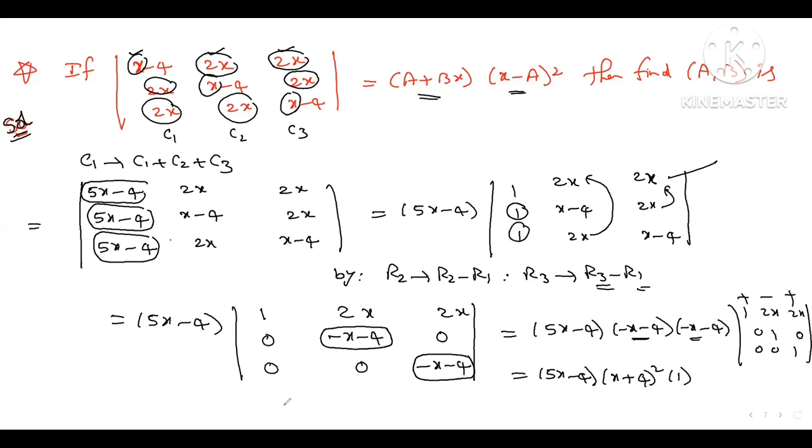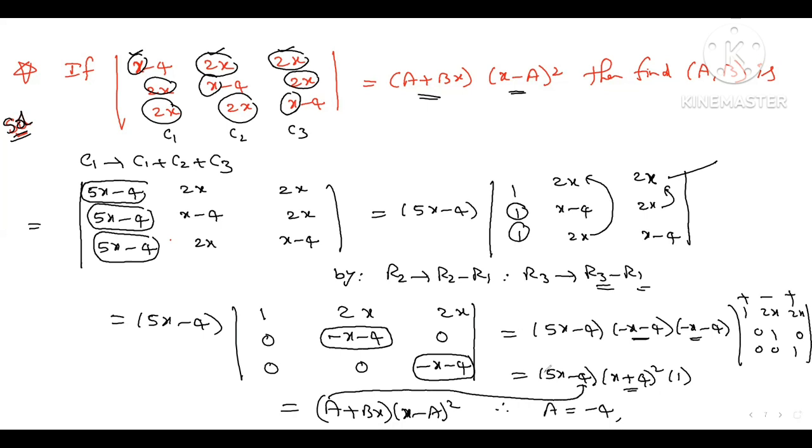On comparing with the given equation, a plus bx into x minus a whole square. What is the a value here? A is equal to... minus a, x minus a whole square. Here x plus 4 whole square, so a is equal to minus 4. And b is equal to, here also a value minus 4.